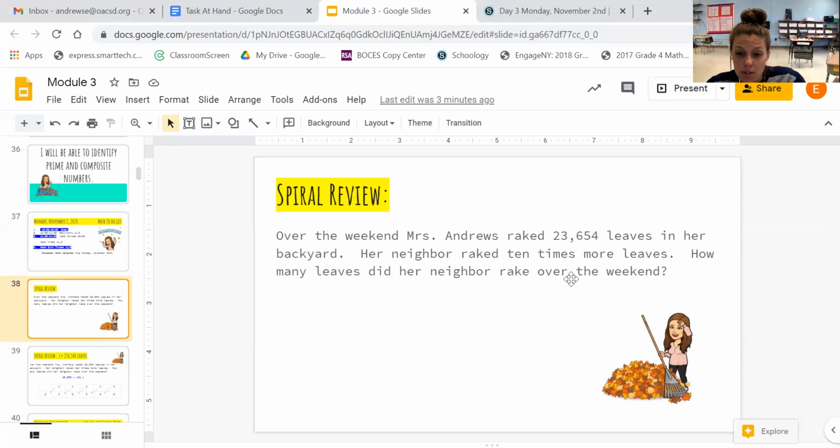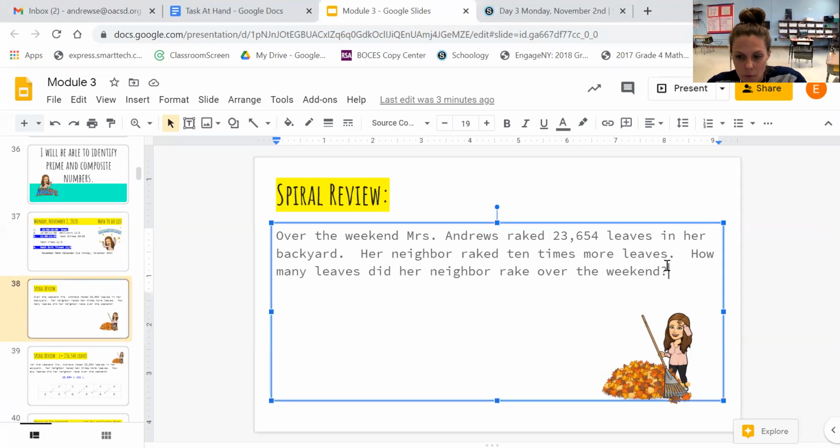All right, hopefully when you were solving this, you realized that what we were solving for was that we had 23,654 leaves, and my neighbor raked 10 times more than me. Beginning of the year, we learned that 10 times more means it's getting bigger by one place value. If it's getting bigger, we'd move to the left.